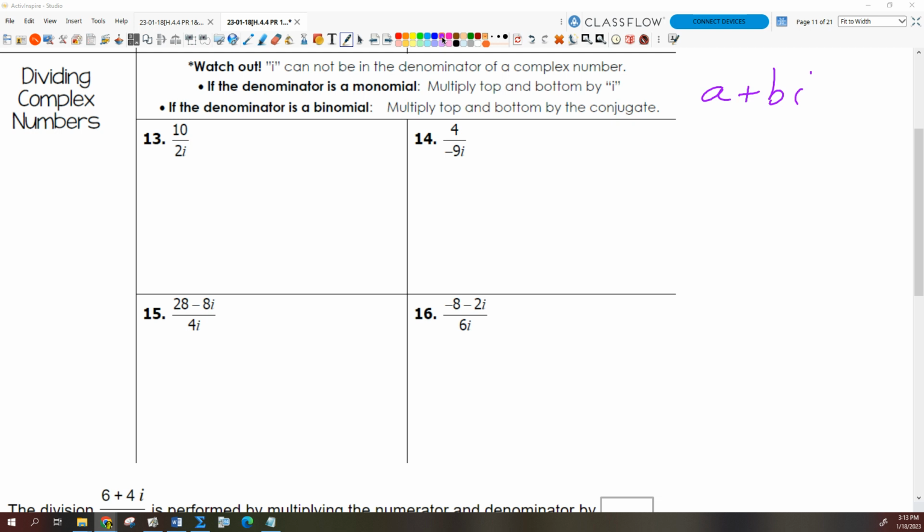Well, 13 or 14 don't look like that. What's wrong with the picture there in 13? There's an I in the denominator. There are no I's in denominators in complex numbers. So just like the no tenths in the basement rule we had, there are no I's in the basement, right? You can't have any I's in the denominator. So what do you suppose we're going to do to get that I out of the bottom? What do you think?